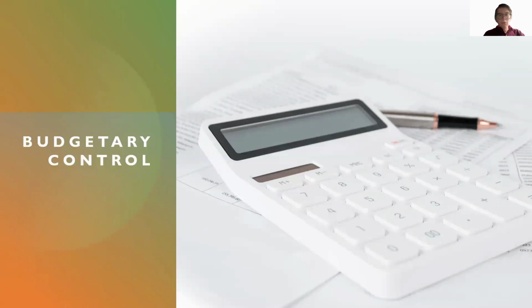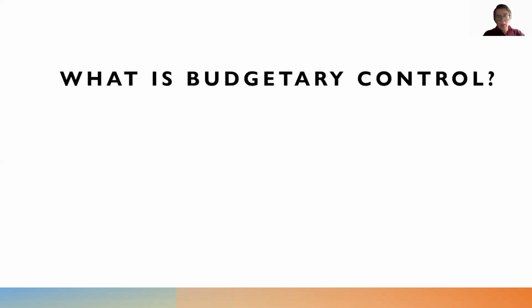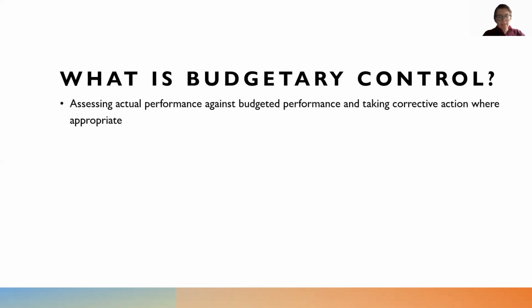In this video, we are going to go through budgetary control. So the first question that you need to ask yourself is, what do we mean by budgetary control? What is it? Well, essentially, it is assessing our actual performance against our budgeted performance and taking corrective action wherever is appropriate and wherever we possibly can.